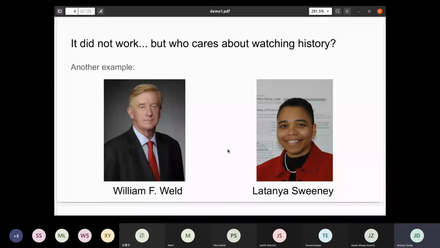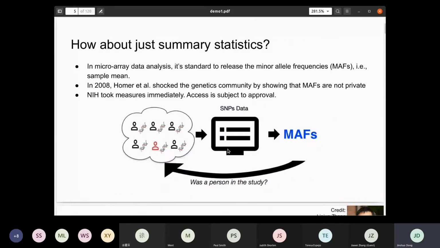Okay, so at this point, you may think publishing the whole data set is something too good to be true. But maybe we can just release summary statistics. Well, there's another example. Well, I'm actually not very familiar with the context, so I will not go into too much detail.